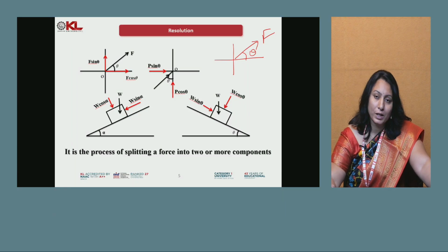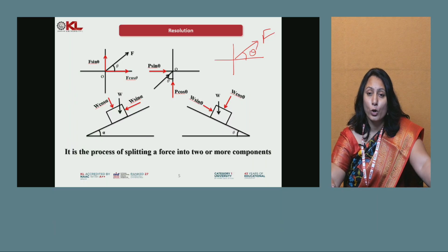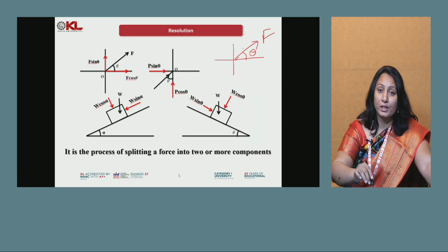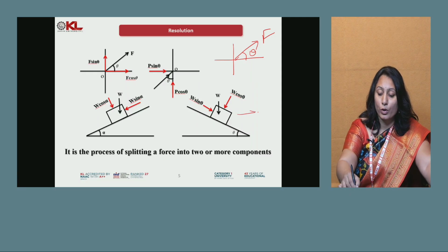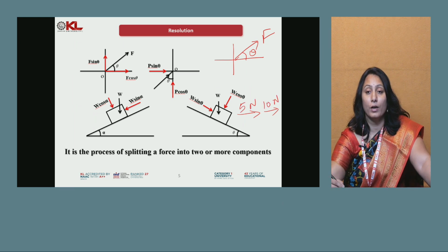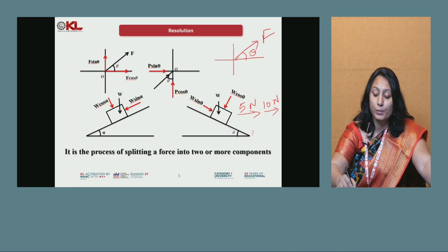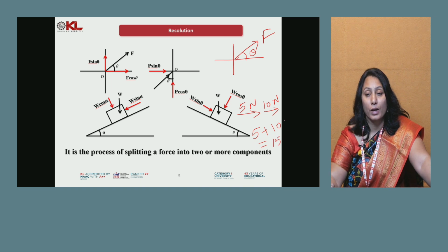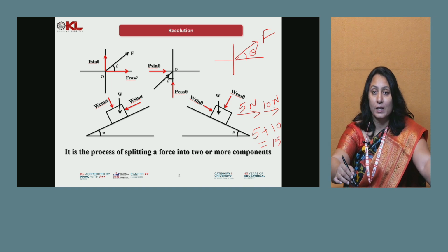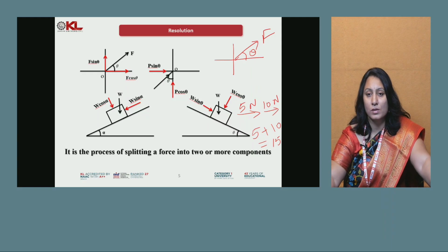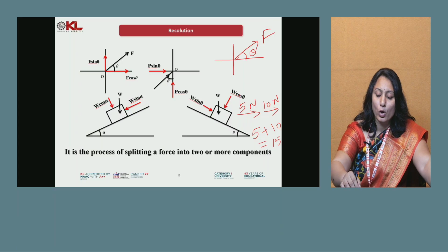Why? What is the need of splitting this force into two or more components? Because we can find the magnitude of two forces which are in the same line. If the magnitude is given as 5 and 10 and they are in collinear position, then we can simply sum them up and say 5 plus 10 is equal to 15 Newton. Whereas if a force is at an angle, in real time applications the forces will be applied at different angles. They may not be in the same line, they may not be in collinear position. So this concept will not work out every time.